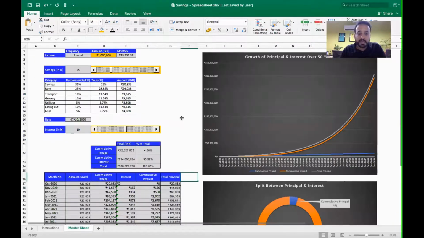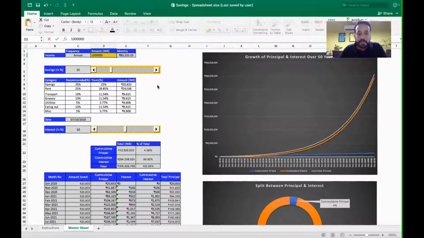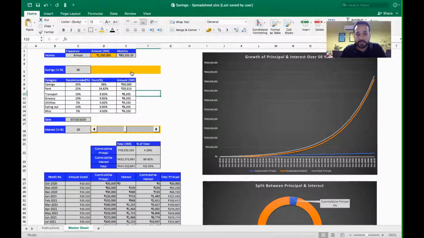As you can see, the three variables that are accessible for you to change are the income, which is highlighted in cell D2. So let's say your total income happens to be around 10 lakh rupees per annum. You can then change the amount of savings or potential savings that you have per month or per year. There are two ways to do that. Either you can change the number here, let's say 35%, or you can move this bar and scroll it around, and the numbers would change automatically, right? So let's say you have a total savings of about 25%.